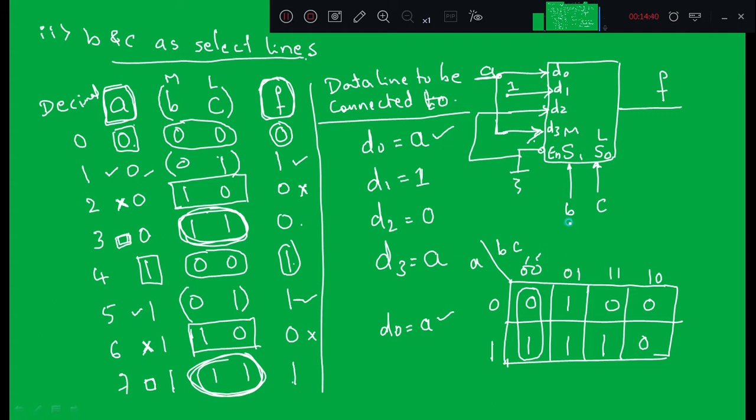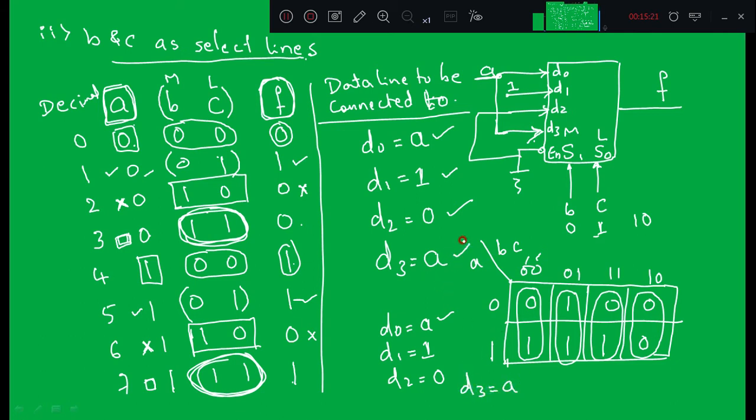Next, 0, 1, when B is 0, C is 1. So group these two columns. Output is 1 irrespective of the value of A. So D1 is equal to 1. Is it matching with the D1 of the truth table? Yes. Next, where is 1, 0? Third combination, B is equal to 1, C is equal to 0. These two cells, output is 0 irrespective of the value of A. So D2 will be equal to 0. Is it matching with D2 of the truth table? Yes. Next, the last combination, 1, 1, compare it with the value of A. Again, output is same as A. So D3 can be written as A, right? Is it matching? Yes.